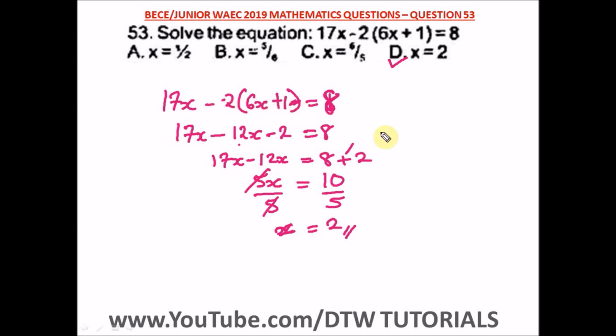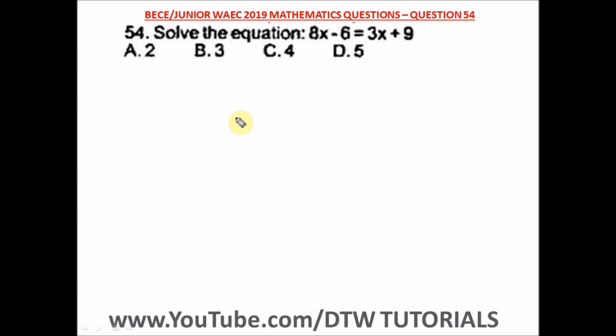Okay, all right. Question 54 of the BECE Junior WAEC 2019 Mathematics Past Question. It says solve the equation: 8x minus 6 is equal to 3x plus 4. They are still trying to test your knowledge of algebra. So let's take the like terms, bring x to this side of the equation and take 6 to this other side.